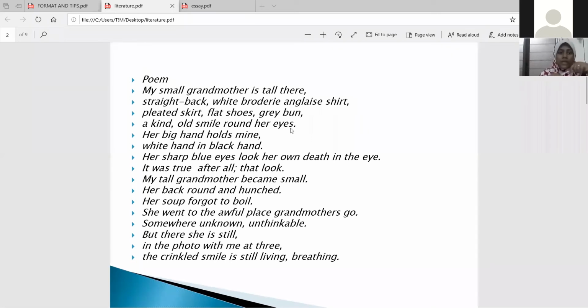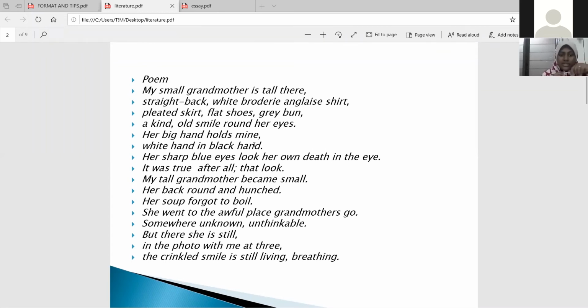And then a kind old smile round her eyes. So here you can understand that she is a very kind person. She loves to smile, so you can see that there's a smile around her eyes. When old people smile there are wrinkles, and you can see it in their eyes. Her big hand holds mine. So she's actually holding her granddaughter or grandchild.